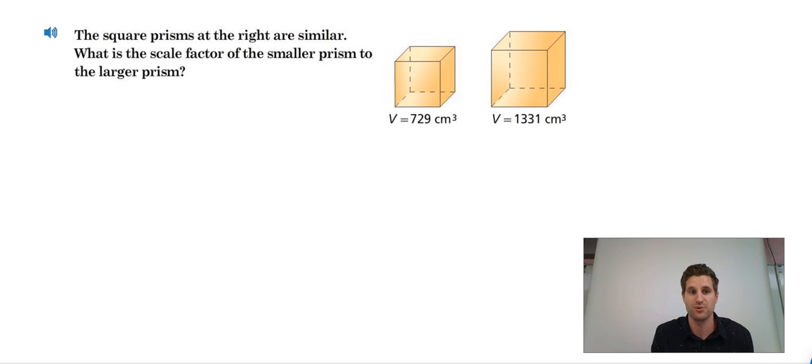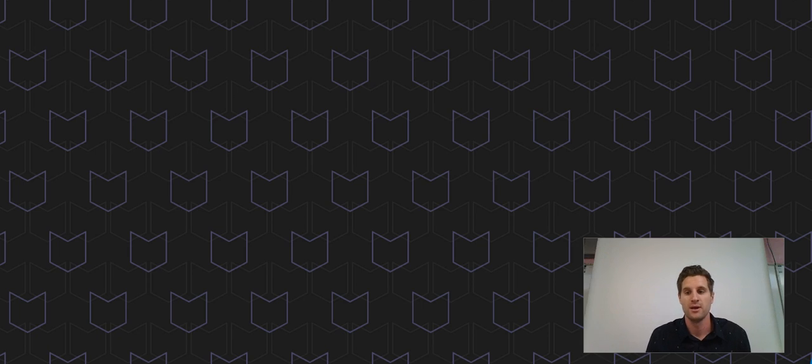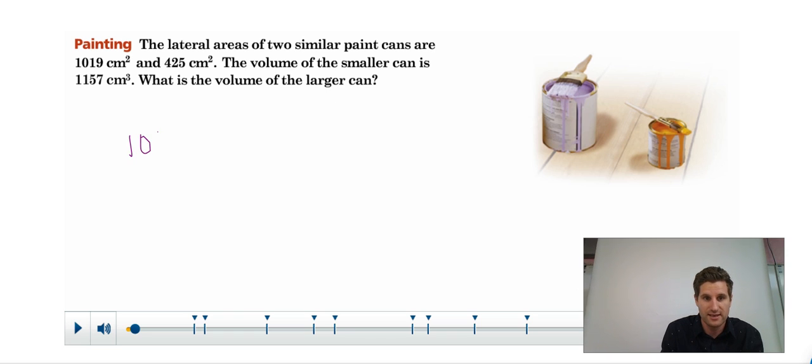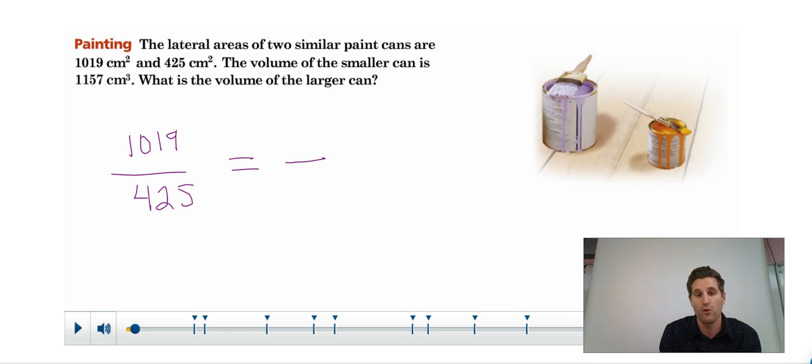All right, moving on. Last problem. I said this one's going to be a pretty quick one too, but let's look at this last piece. The lateral areas of two similar paint cans are 1019 to 425. The volume of the smaller can is 1157. What's the volume of the larger? So we're dealing with two similar paint cans. We have 1019, and we know these are square centimeters, and 425. What I want to do is set them equal and make a proportion. Since the smaller can is 1157, I'm going to put it on the bottom. This means I do not know the top piece, X.